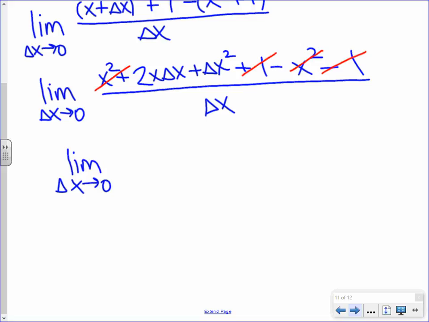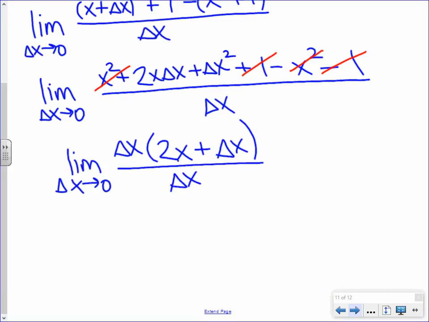And with what's left over, what can we do? You've got a delta x on each one. I'm going to tell you straightforward: you're going to need to cancel out that delta x in the denominator. So by the time you get to this point, you should be able to factor out a delta x. Otherwise, you've done something wrong. So we're going to factor out a delta x. Left over is 2x plus delta x. And you can cancel the delta x. That should always be able to happen.